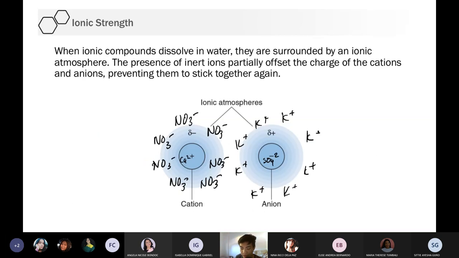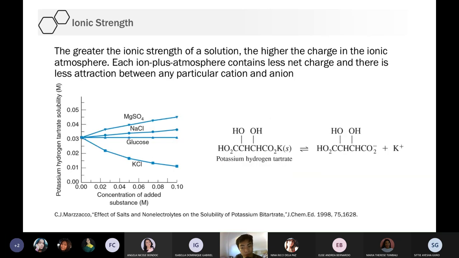Because of this phenomenon, no? Yung pagpalibot ng ating diverse ions sa ionic spheres prevents the ions from sticking together. And since prevented na yung pag-comeback nila, that means less precipitate will be formed or it will be more soluble, or the equilibrium is shifted to the right. Okay? So, ganun na yung phenomena natin.